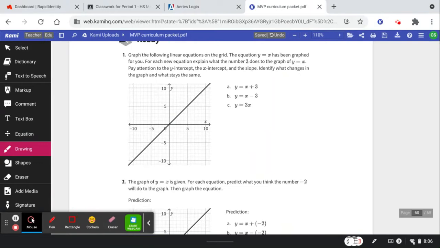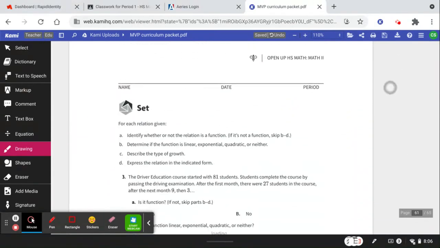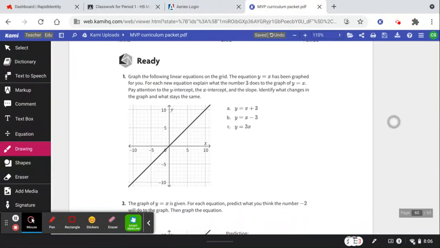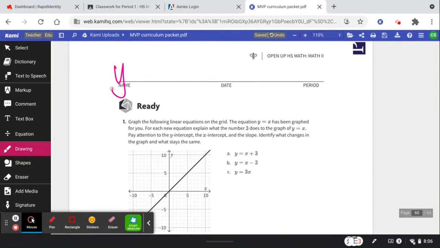Okay, the ready is now going to have us practice what we just did in the retrieval. See how there's 1, 2 graphs, and then we go into the set. But so here it is practicing the comparison of graphs like we just did. Go ahead and put your name at the top. There's only 2 questions here on the ready. Put the date and the period.